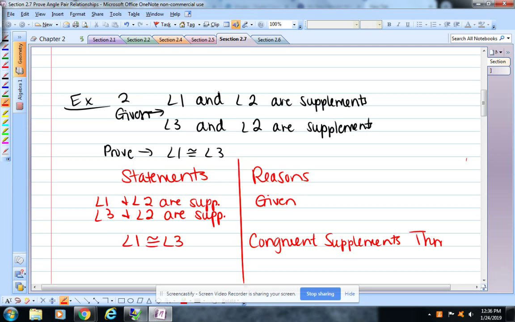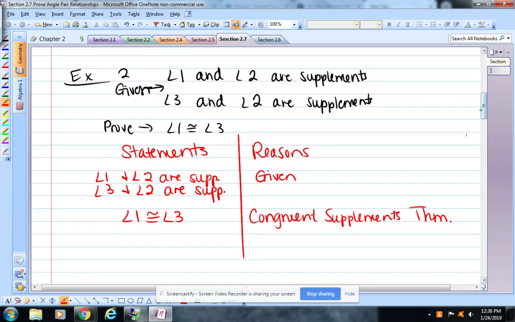Now, had this been about complementary angles, then you would have used the same thing, except you would have used the congruent complements theorem. Okay, so it's supplementary. The congruent complements and congruent supplements theorems work the same way.